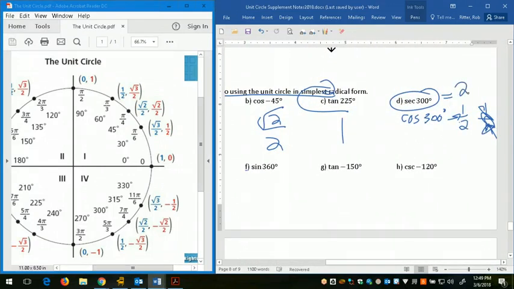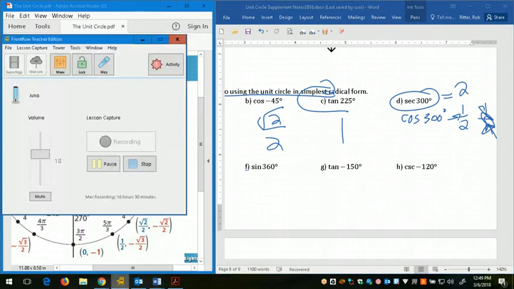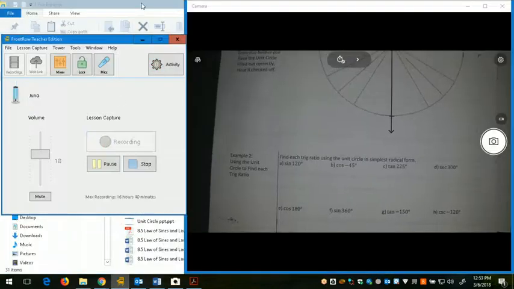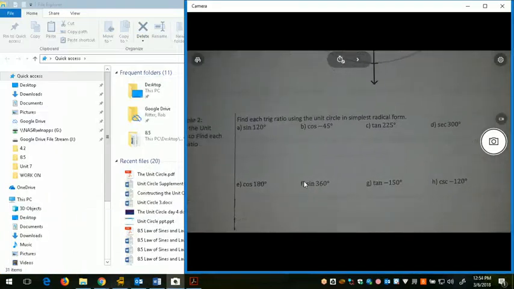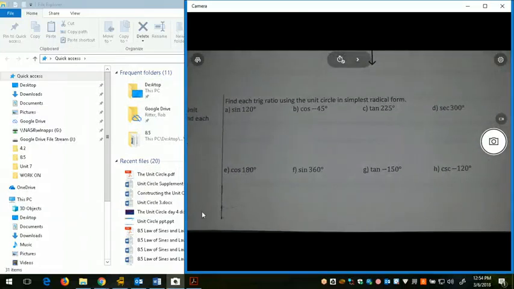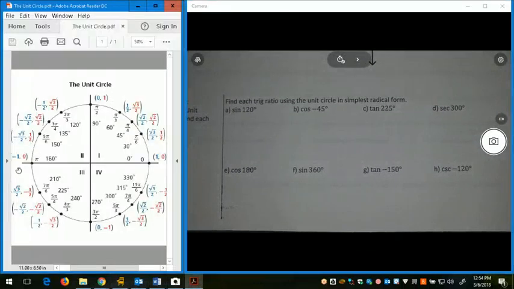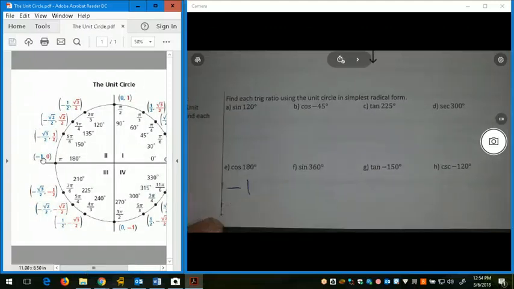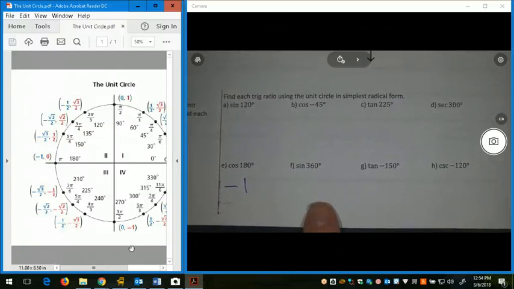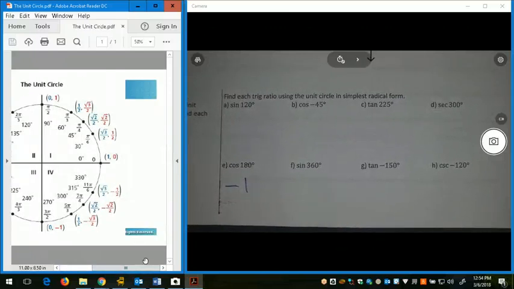Try this for E, F, G, and H. So we're looking at letter E. Cosine of 180 degrees. So we look at our unit circle. At 180 degrees, cosine is the x coordinate. That is negative 1. Sine of 360. 360 is the same as 0. Sine is the y coordinate, so that's 0.